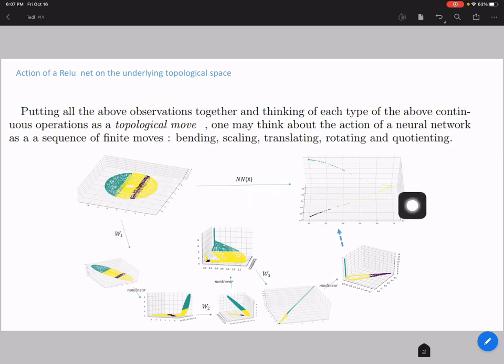The final goal is to achieve the classification task. For classification neural networks, the final desired map is to map all the labels into the corresponding vertices of the simplex. Then what the neural network is trying to do via those topological moves is to find the appropriate sequence of bending, scaling, translating, rotating, and quotienting to map the space, with those allowed moves, to the final space here.